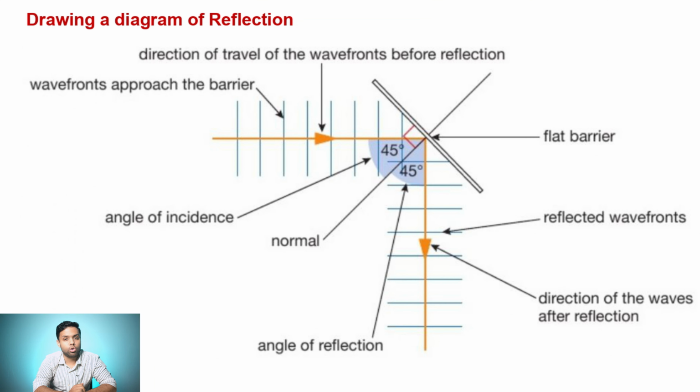We should know how to draw a diagram of reflection. Here in this figure, we can see a normal, which is at the center. This is where everything is drawn. We can see the wavefronts approach the barrier and create an angle of incidence. And then we can see the direction of the wavefronts after the reflection, which creates the angle of reflection. Notice that both the angle of incidence and the angle of reflection are equal here, as the law suggests that angle of incidence will be equal to the angle of reflection.